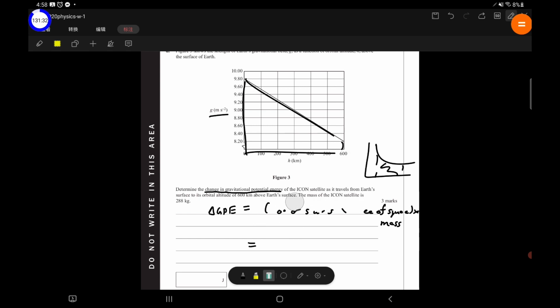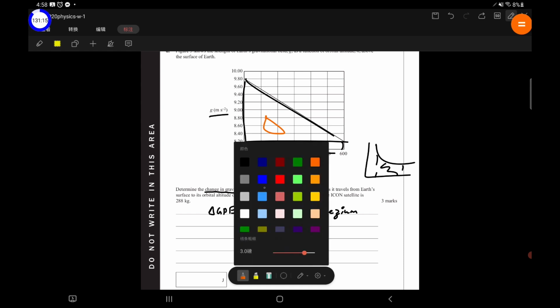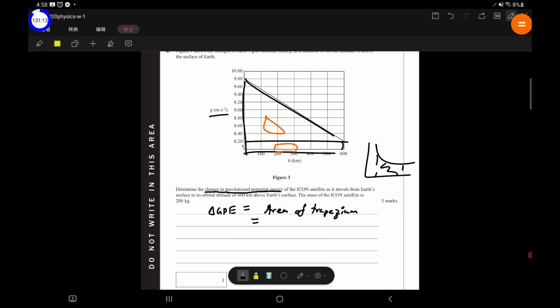All right, so we can do that over here. If I just erase that, we have to find the area of the trapezium. You can also break it down into 2 shapes, so a triangle and a rectangle, but that is up to you.